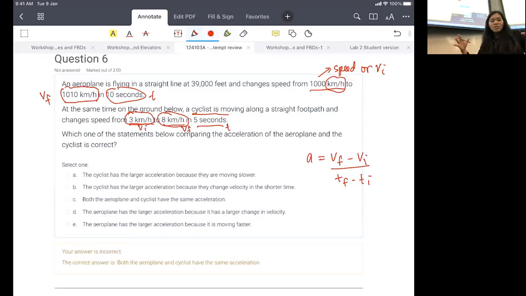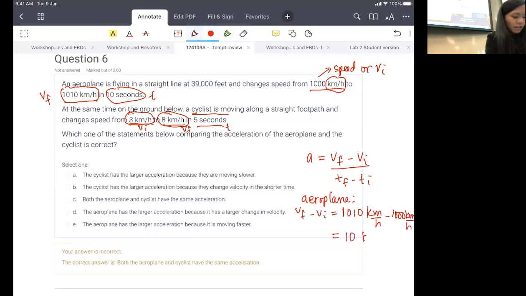The shortest way to do this is to compare the change in speed of the airplane and the change in speed of the cyclist. For the airplane, it went from 1,000 kilometers per hour to 1,010 kilometers per hour. So that's a difference of 10 kilometers per hour in 10 seconds.